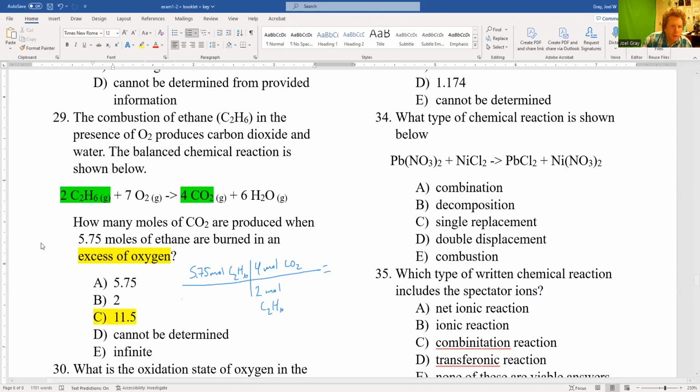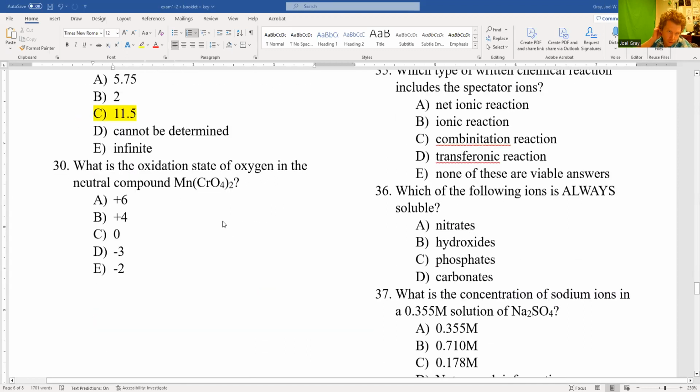Now I'm going to continue on. This question reads, what is the oxidation state of oxygen in the neutral compound MnCrO4? Okay. So I gave it some thought, and this question isn't really a fair question. So I'm going to give everyone credit for question number 30. And it's not a fair question because I didn't have the expectation that you know the charge of CrO4.